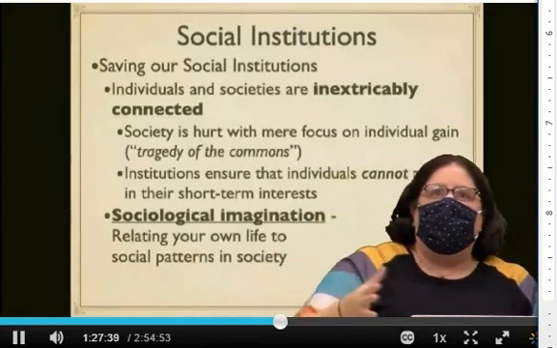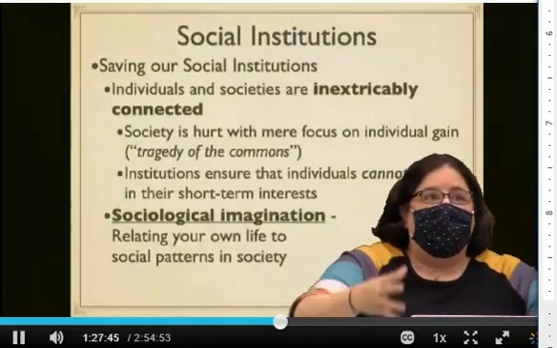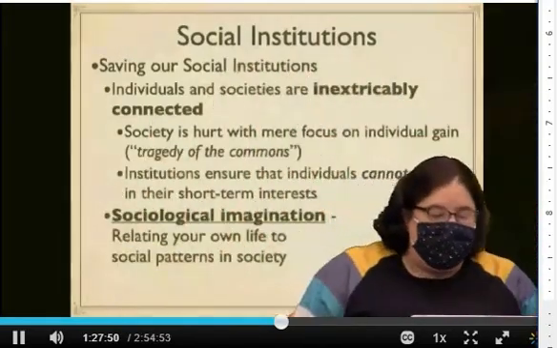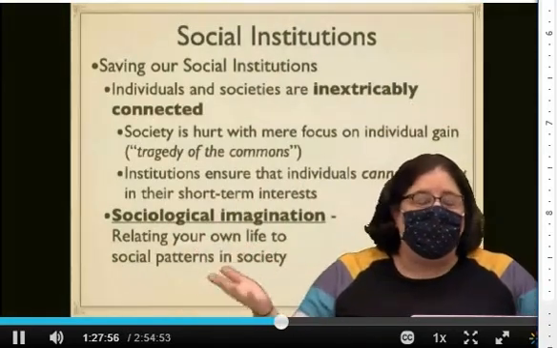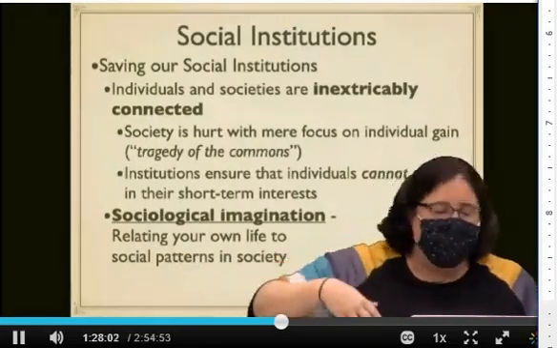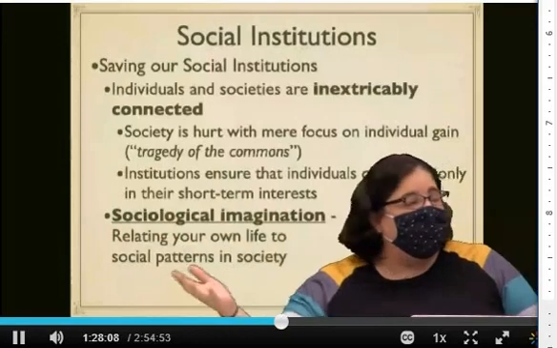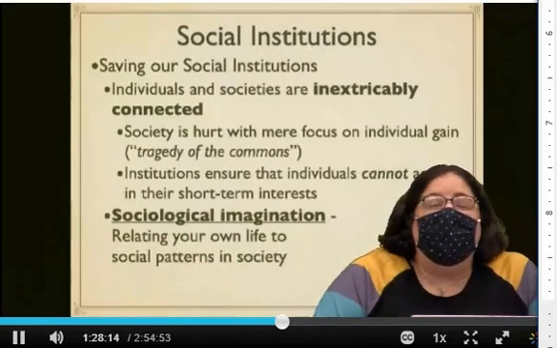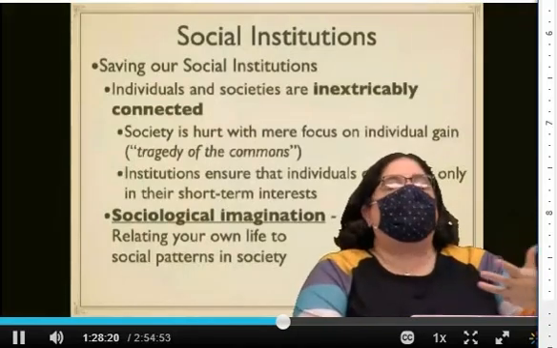The pictures from Haiti after the earthquake were individual stories, right? But they were part of a larger, bigger picture of what happened to Haiti from this earthquake. Being able to relate an individual's experiences to larger social patterns is the point of sociology. And so being able to identify when individual behaviors are causing negative social patterns in society can help us to solve those problems.